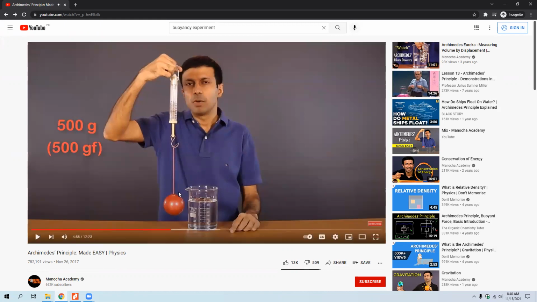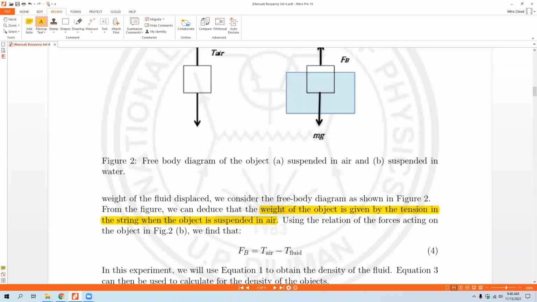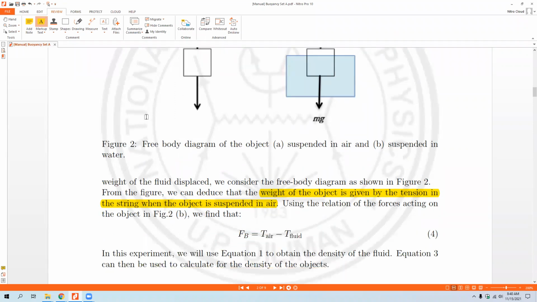So paano niya nakuha yun? Basically, yung tension nga na na-experience dito pag sinabit mo yung object mo is just equal to the weight. Actually, yung setup na ito is the concept behind most weighing scales. So the tension in air, yun yung weight ng object mo. You will be using this information later on in the experiment.